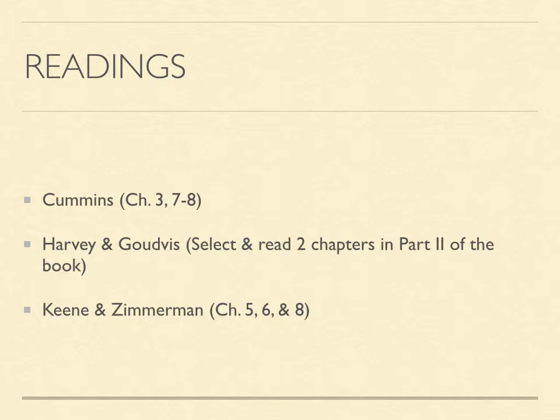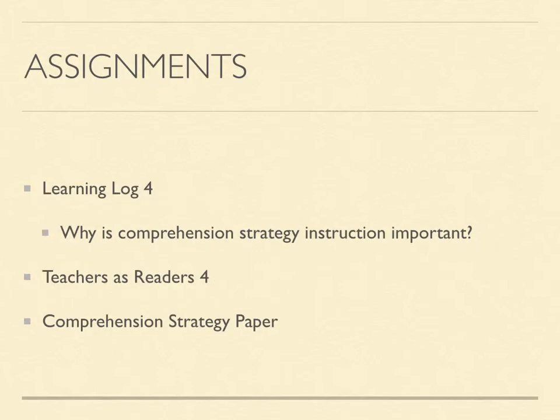So you are reading chapters 3, 7, and 8 in the Cummins text. In Harvey and Goudvis, you are going to select and read 2 chapters in part 2 of the book. So these really are getting into different strategies, and so you just will choose the 2 that interest you most, or that meet the needs of the student that you'll be writing about. They might be the same or they might be different, but you're selecting 2. And then in the Keene and Zimmermann book, you're reading chapters 5, 6, and 8.